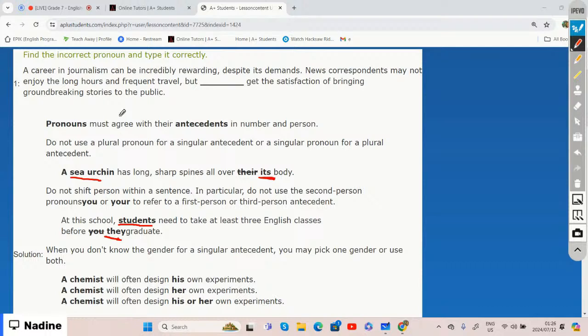Because if you are maybe just randomly making mention of a chemist, but you don't know what gender it is, right? Then we just generalize by saying that the chemist will often design his or her own experiment, because it means that it can be any chemist. It doesn't have to be male, it doesn't have to be female. We're not specifying who it is, but we're talking about any chemist, male or female.